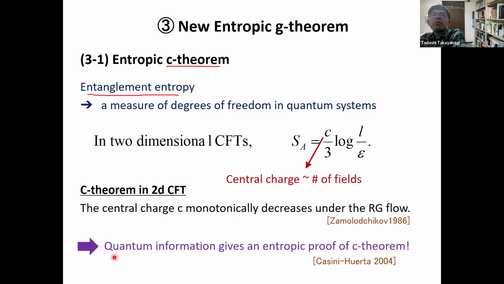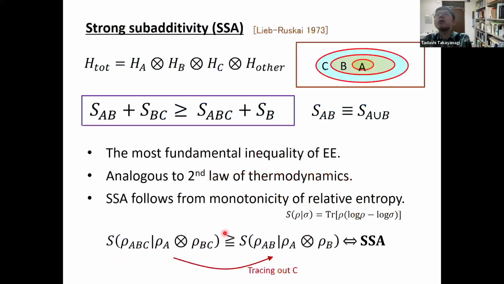The important point is that this is of course proven in a quantum field theoretical way, but there is another proof that can be provided by using entanglement entropy. That's actually much easier somehow, and very intuitive to understand. So that clarifies the meaning of the C-theorem in quantum information theoretical language. This was first done by Casini and Huerta, 2004. So let me review this proof also. This is very simple and very intuitive and very geometric.